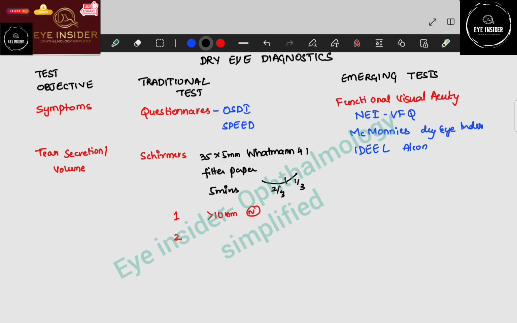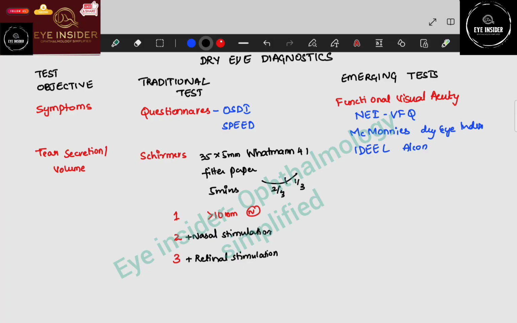In test 2, we also perform a nasal stimulation. And in test 3, there is retinal stimulation. So these are obsolete now. The commonly performed is test 1.